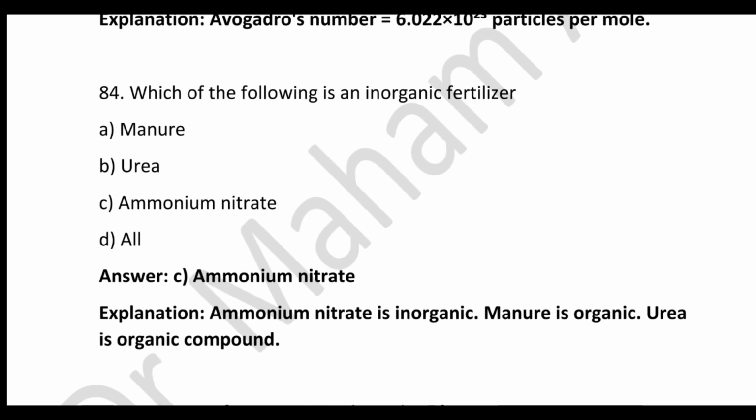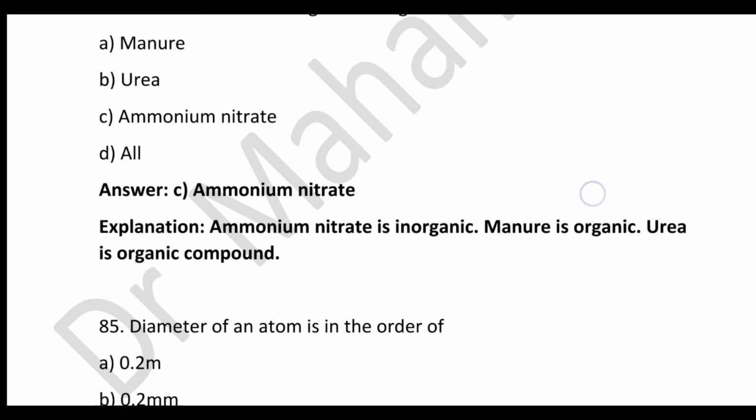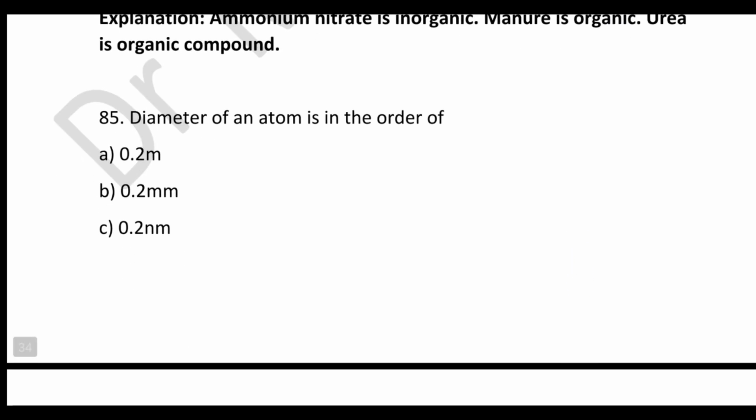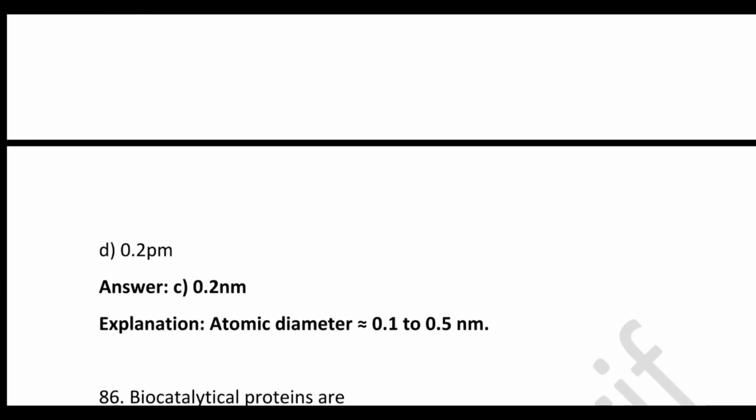Which of the following is an inorganic fertilizer? Correct answer is option C, that is ammonium nitrate, because ammonium nitrate is inorganic, manure is organic, urea is organic compound. So here ammonium nitrate is the correct answer. Diameter of an atom is in the order of, correct answer is option C, that is 0.2 nanometers, because atomic diameter is 0.1 to 0.5 nanometers.